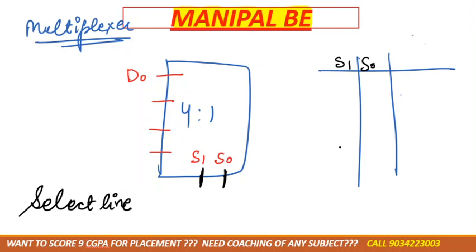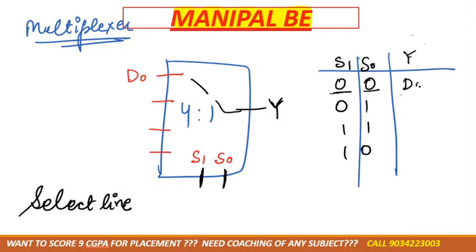Correct, 4. So it would be 0 0 0 1 1 1 1 0. Got it? And output Y is denoted by, like, if you select 0 0, then Y is the output. Inside, it's like a switch. In that case it would be connected to D0 node. If you select 0 1, then it would be connected to D1. If it has 1 1, then it will be selected to D2.